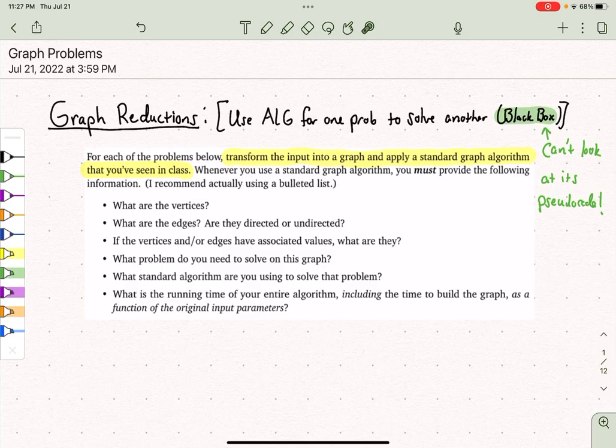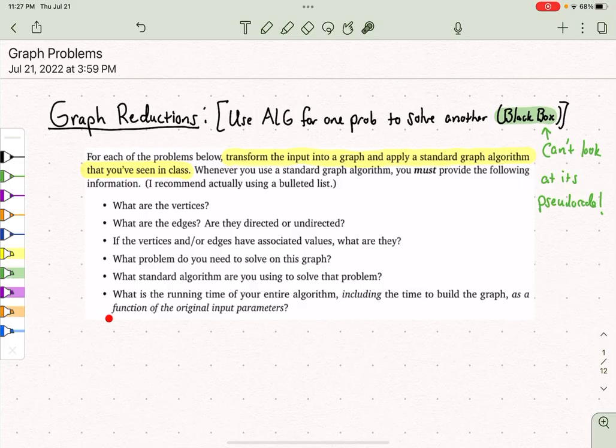And usually when you do this, a good set of things that you should specify are what are the vertices, what are the edges, and are they directed or undirected? If the vertices or edges have, say, weights or lengths, if so, what are they? What problem specifically are we reducing to? So maybe it's like a shortest path problem. Maybe it's just a search problem, like is there a path? Maybe it's something more complicated, like is there a cycle? Then what algorithm are we going to use to solve that problem? Sometimes we even need to modify it slightly, like we run whatever for search, and then the things that aren't marked, maybe that's what we want to return.